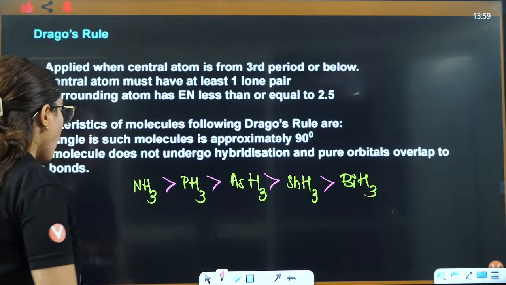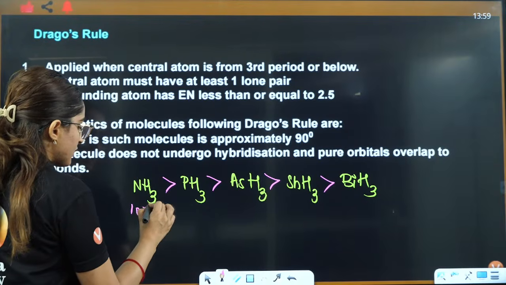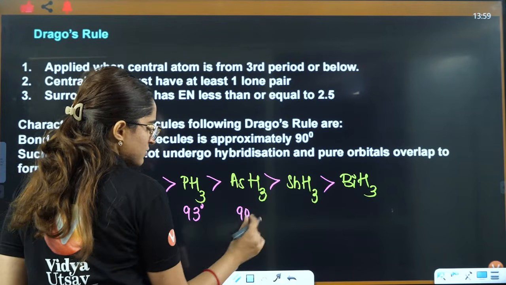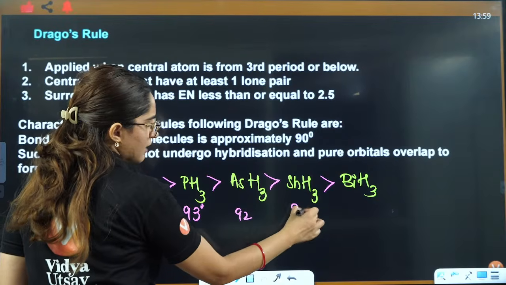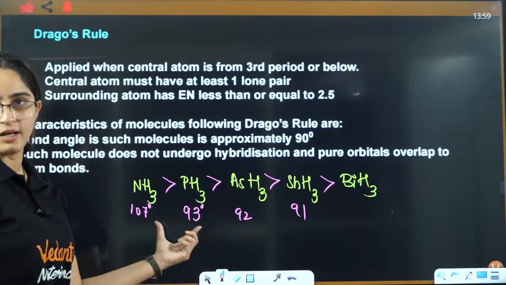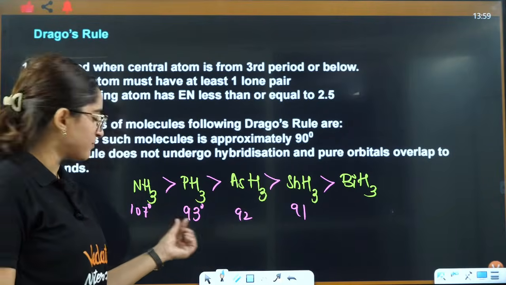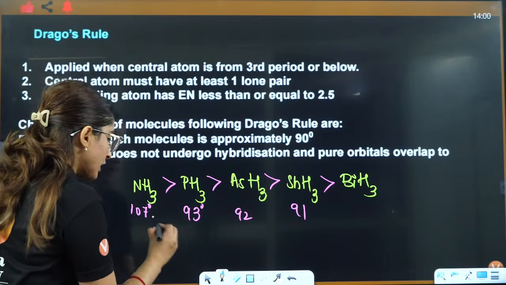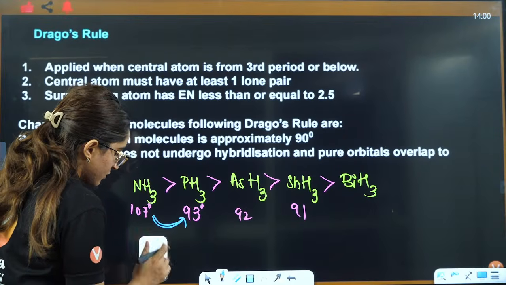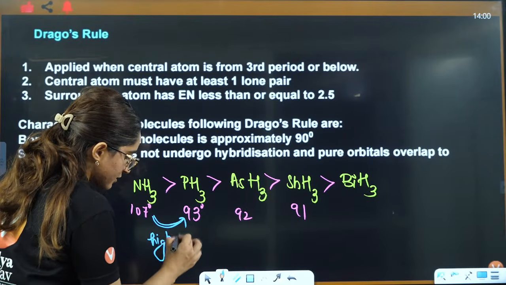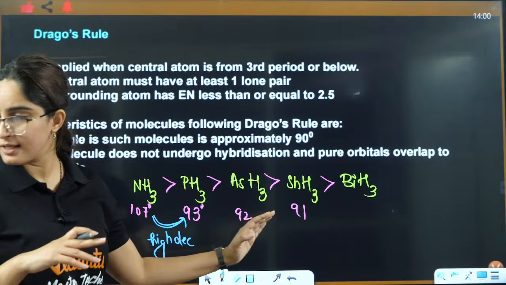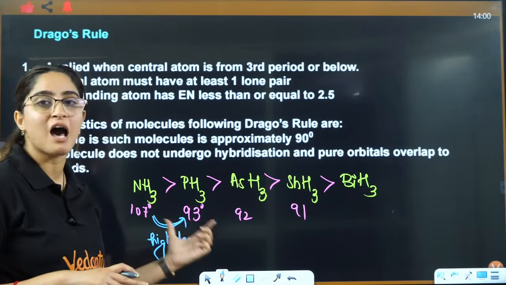But what we saw here, the angle is 107 degrees, and suddenly it jumped to 93, then 90, then I think 92 something, 91, and suddenly it is decreasing. Now I am not writing the proper angles. This is approximately 93 something. This is 107. Now this jump is very sudden, a high decrease is there. We agree that if electronegativity is decreasing, the angle should decrease. But why this much large decrease?